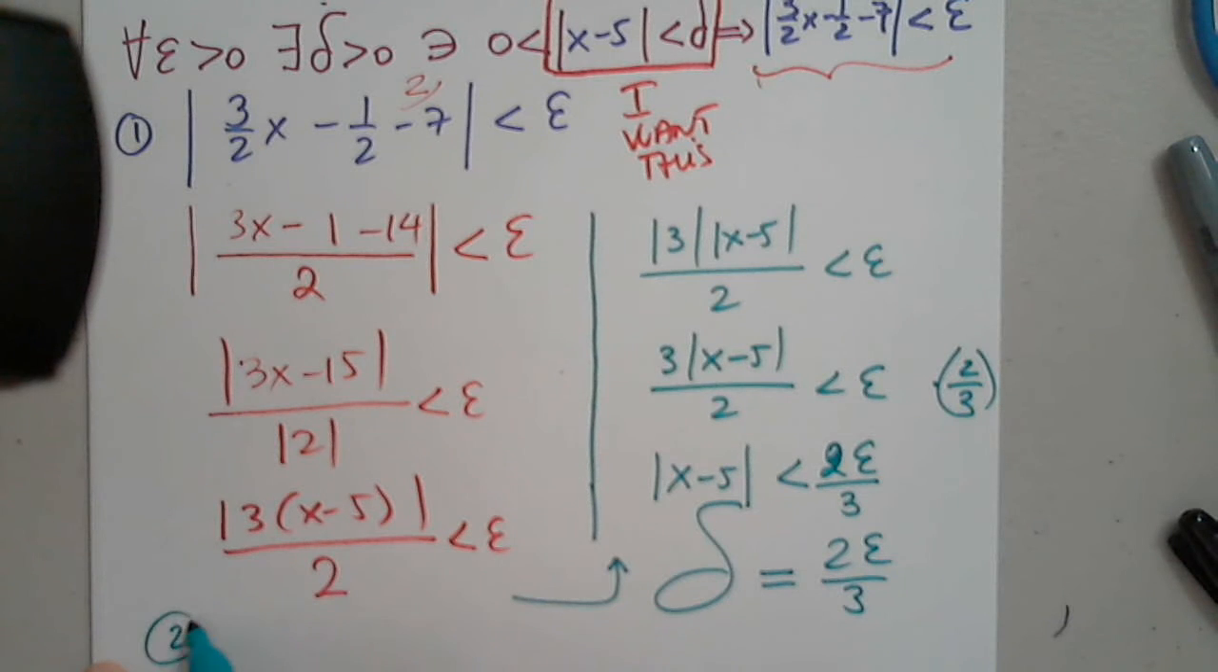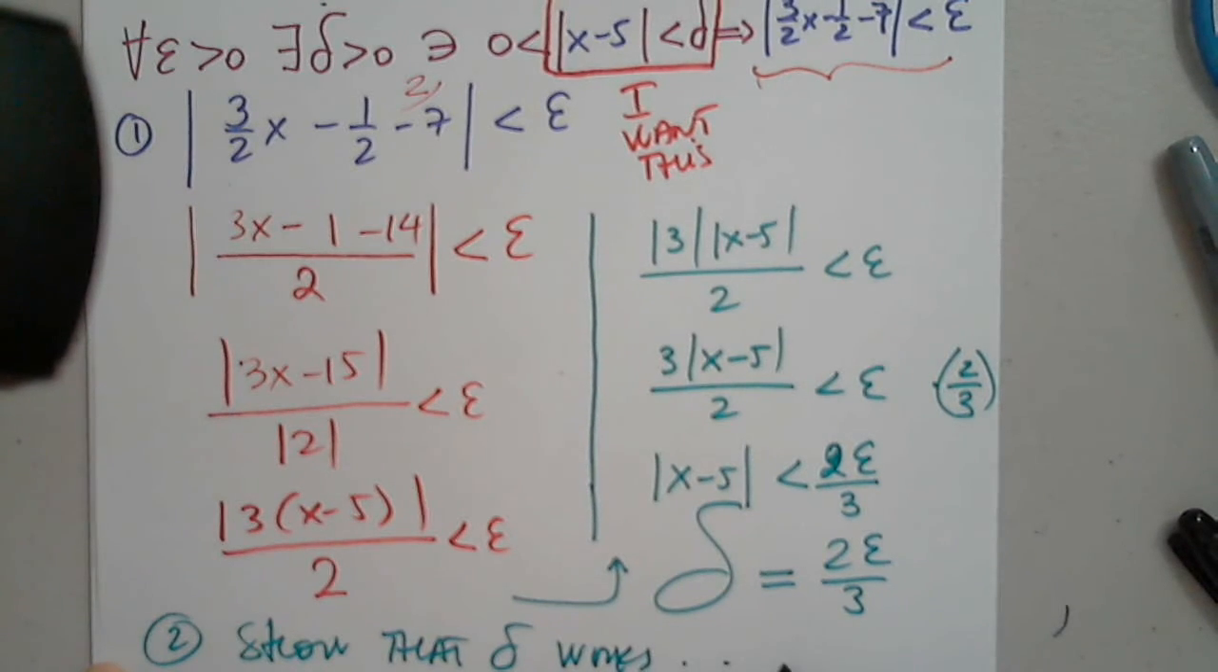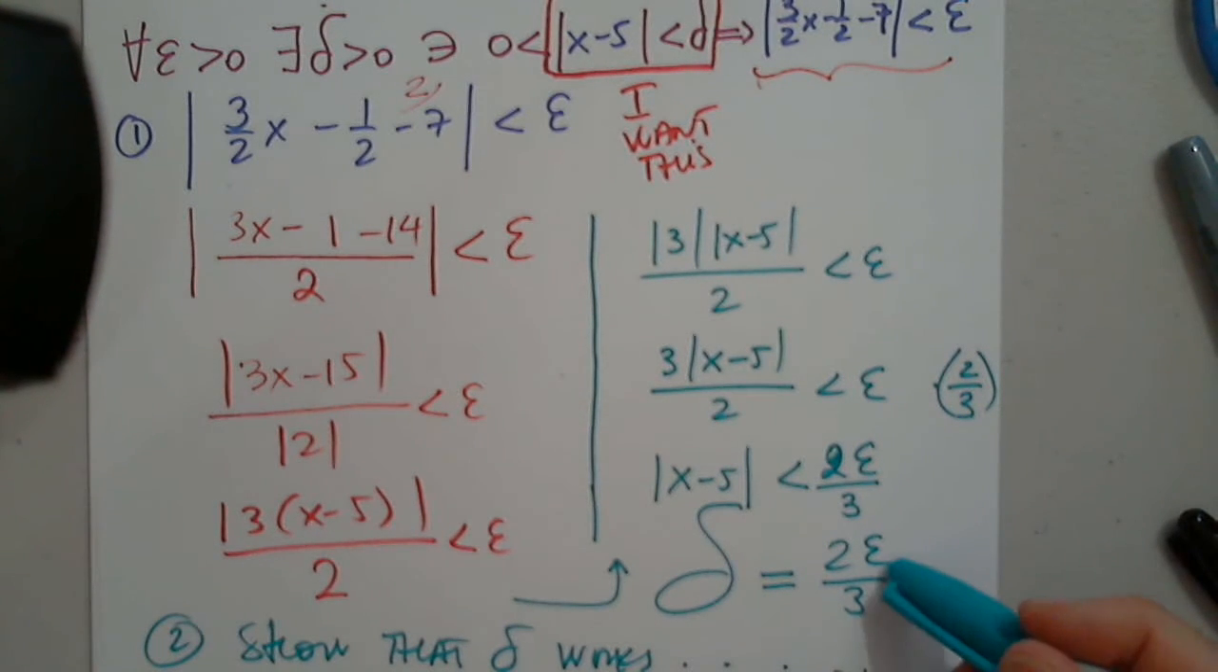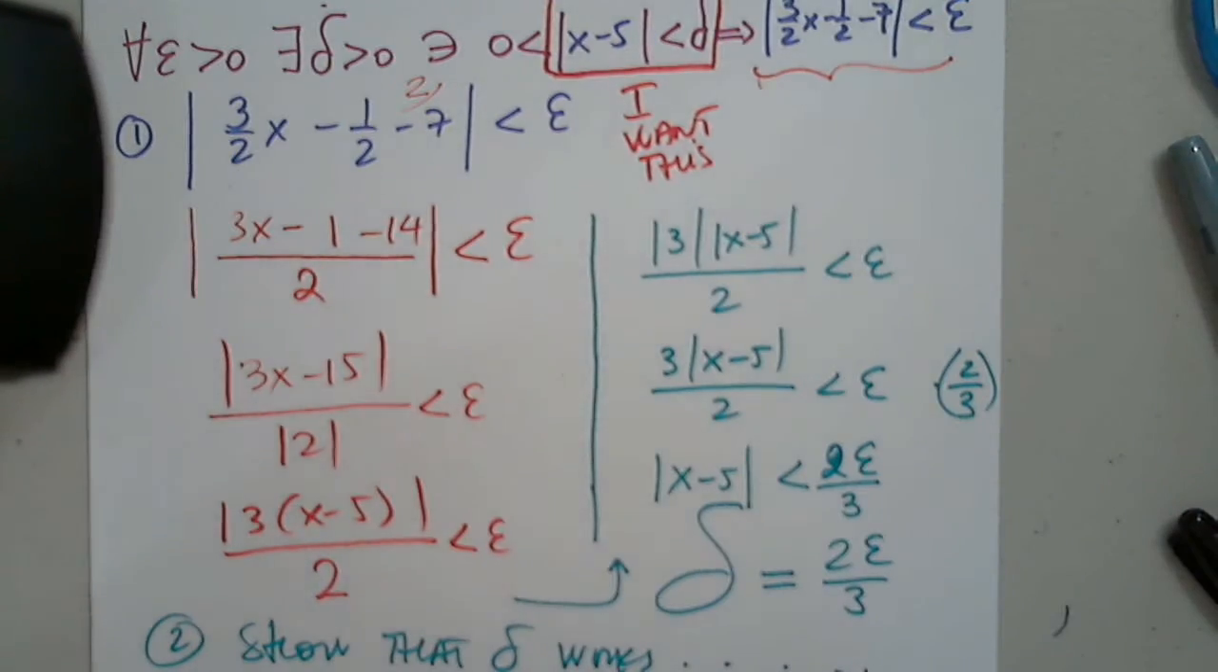And of course, step 2, show that delta works. And you know the sentence that you have to put in there. So now if you say epsilon is 0.1, then delta will be 2 times 0.1 over 3. If you say epsilon is 1, then delta will be 2/3. And I can go on forever. Why? Because the limit exists. For any epsilon, I will find a delta, depending on epsilon, of course.